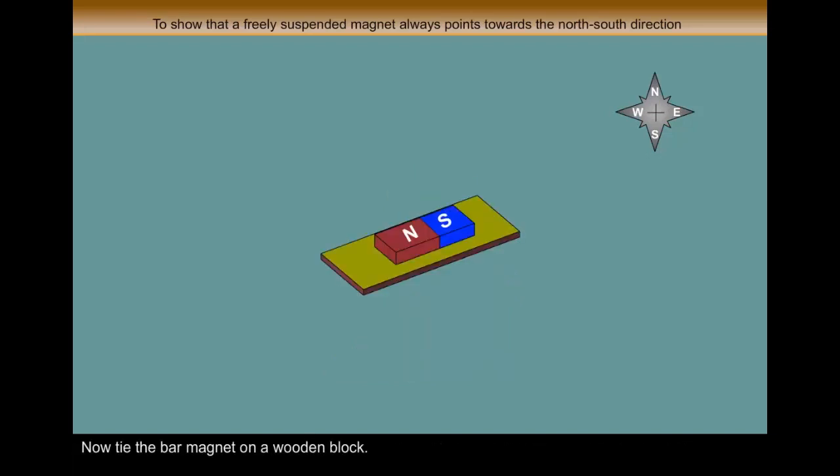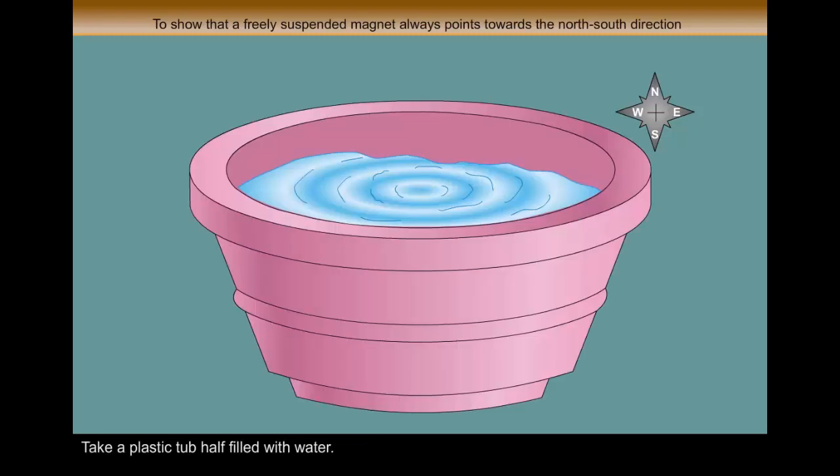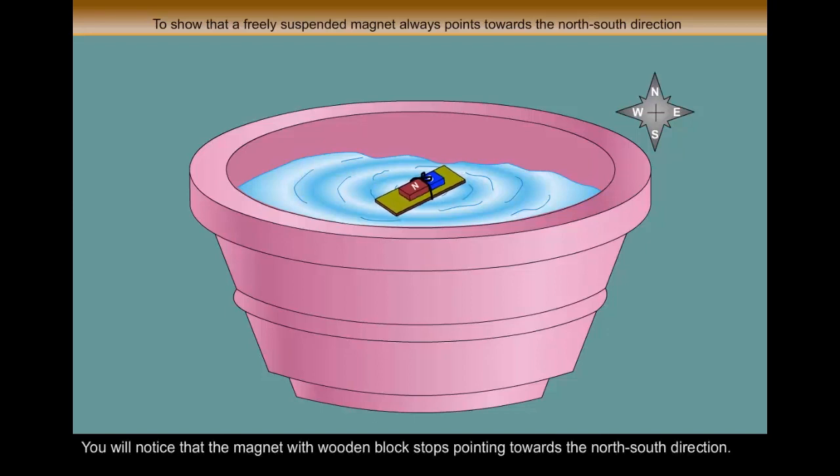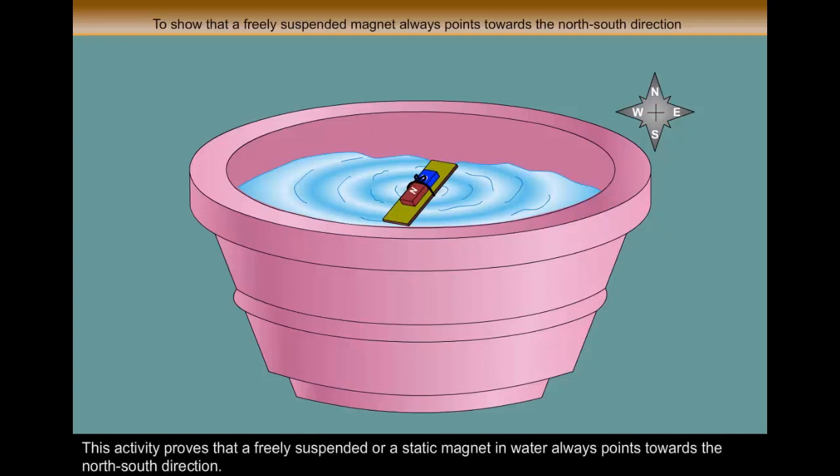Now tie the bar magnet on the wooden block. Take a plastic tub half filled with water. Float the magnet with the wooden block on the water in the tub. Disturb the wooden block a little and wait for some time until the wooden block with magnet comes to rest. You will notice that the magnet with wooden block stops pointing towards the north-south direction. This activity proves that a freely suspended or static magnet in water always points towards the north-south direction.